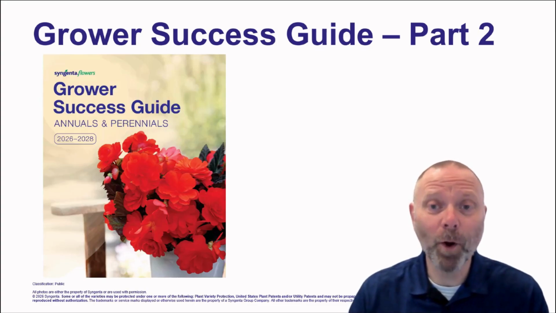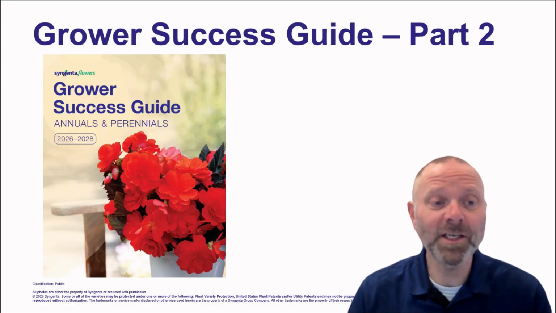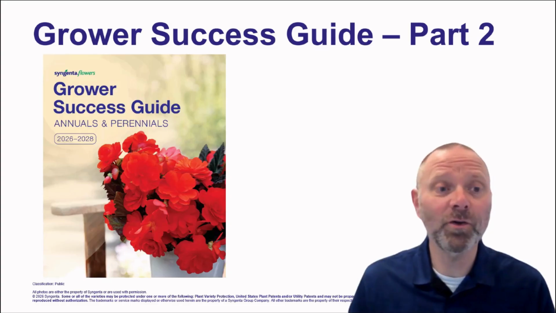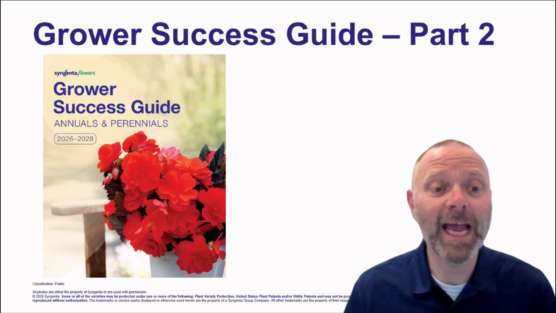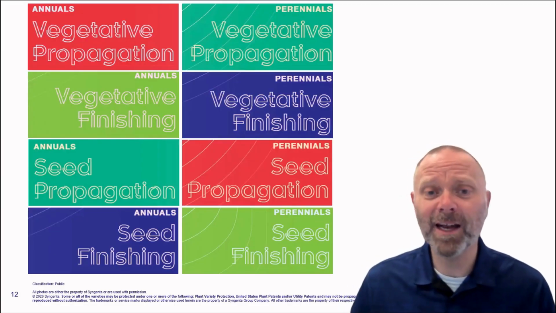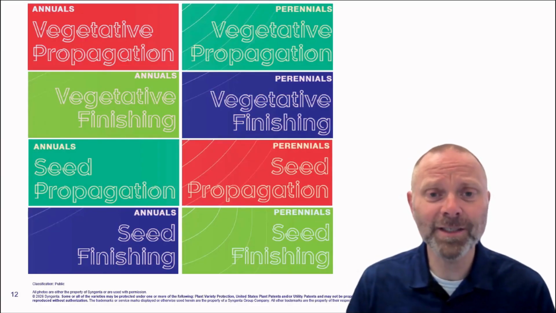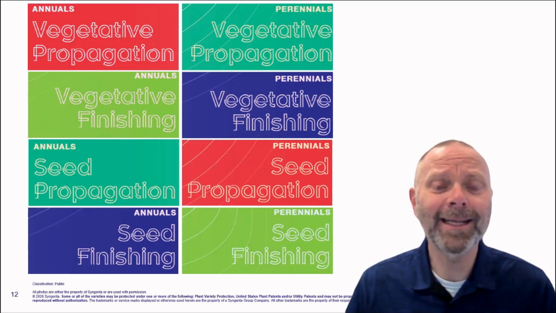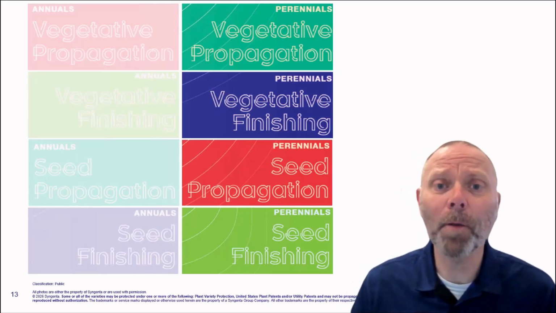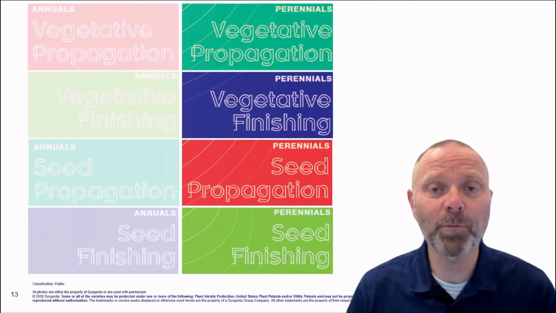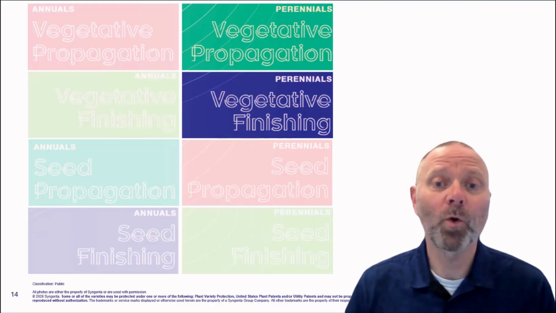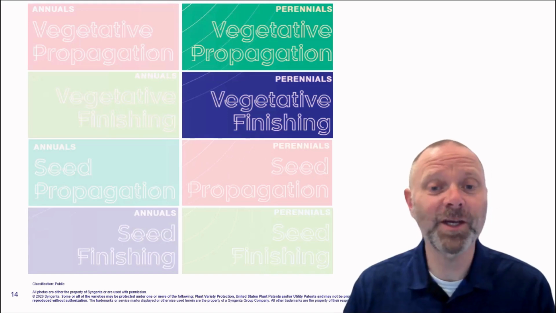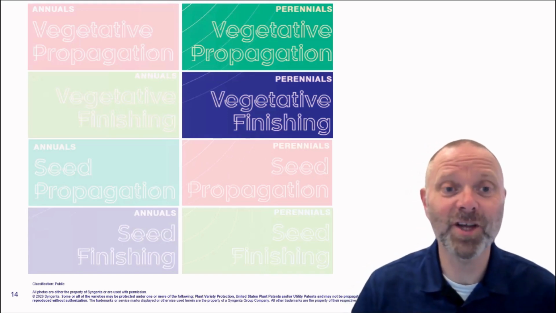And in this part two of this video, we're going to continue talking about our digital grower success guide that covers annuals and perennials. In the first guide, I told you about the different sections that we have in the grower success guide. And in this video, we're going to focus on perennials. Let's start with vegetative propagated perennials. We're going to talk about propagation and finishing and what the Grower Success Guide has to offer.